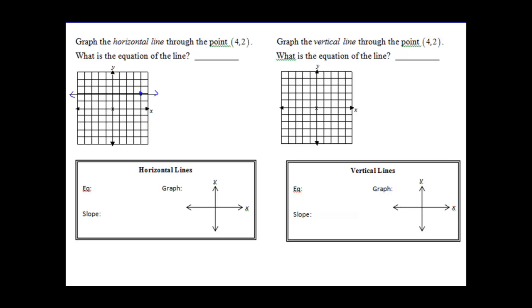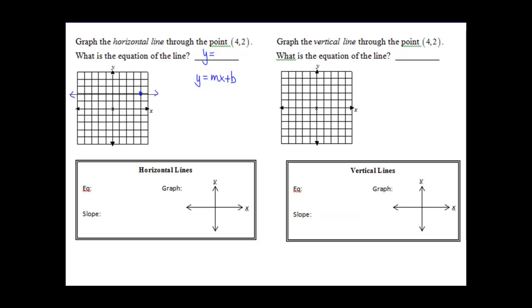And then we have to figure out, well, what is the equation of the line? Well, we know all equations of a line are y equals mx plus b. How many axes does it go through? Well, it only goes through one. Which one does it go through? It goes through y. So we know that our equation is going to be y equals.